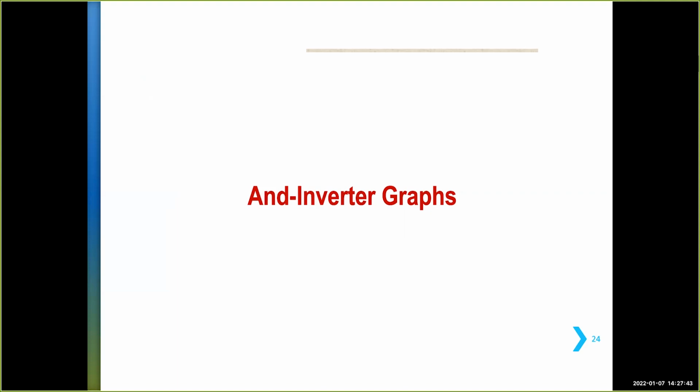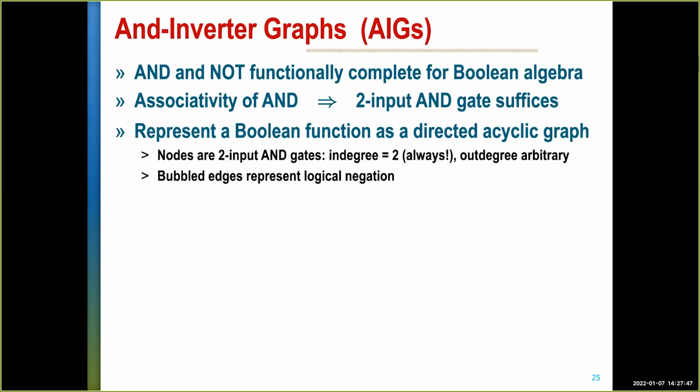Okay, so the next data structure that we're going to see for representing functions are called And-Inverter graphs. And this is really saying that we know that and-not is functionally complete, right? You can represent any function using and-not. And because and is an associative operator, you can just have two input ands. Any n input and can be built as a tree of two input ands.